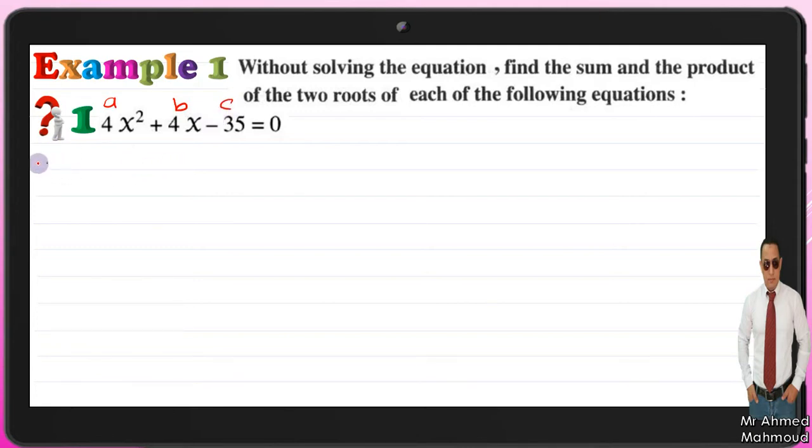Okay, the sum equals negative b over a, which is negative 4 over 4, which is negative 1. The sum of the two roots equals negative 1. Okay, the product: you can write here, in place of sum and product, L plus M and L times M. The product equals c over a, which is equal to negative 35 over 4.